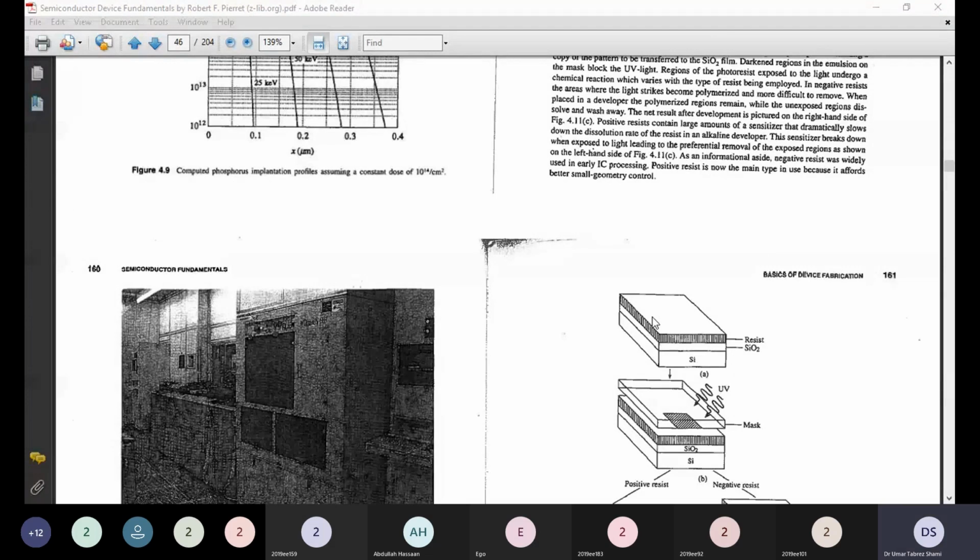Positive resist contains a large amount of sensitizers that dramatically slow down the dissolution rate of the resist in an alkaline developer. This sensitizer breaks down when exposed to light, leading to preferential removal of the exposed region, as shown on the left side of figure 4.11c. Negative resist was widely used early in IC processing. Positive resist is now the main type in use because it affords better small geometry control.